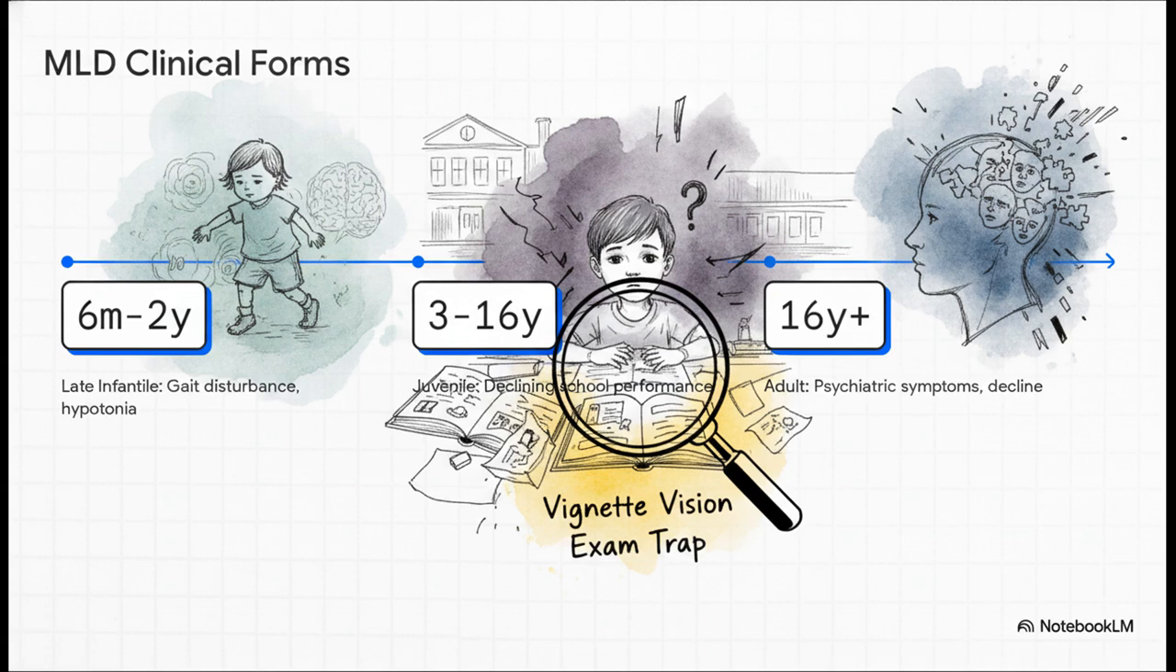But put your vignette vision on for a second. Here's exam trap number 2. Look closely at that juvenile form in the middle. A kid between 3 and 16 with a sudden drop in school performance and new onset behavioral changes, that is testing the juvenile presentation of MLD, not some primary psychiatric or purely behavioral issue. Don't anchor exclusively on the infantile form when leukodystrophies are on the table.